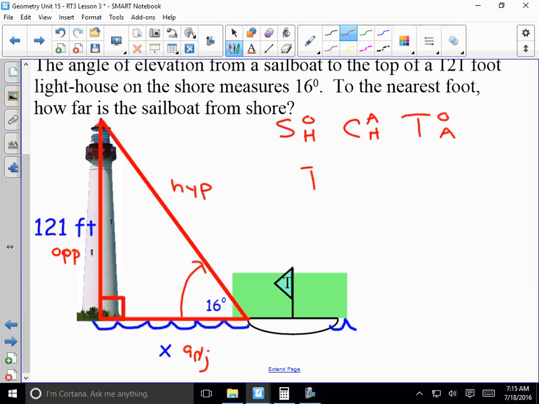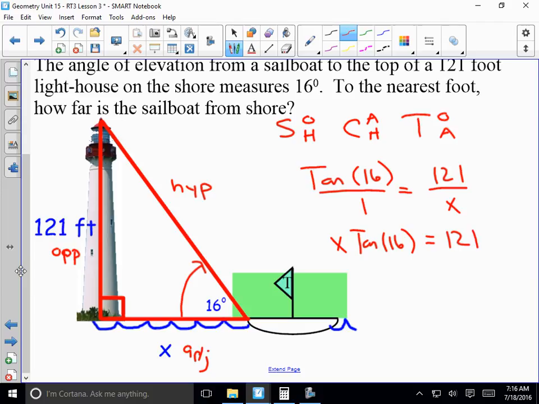So we're going to use the tangent of 16 degrees over 1 equals the opposite, 121, over the adjacent, x. You always want to set these up as ratios when you're given the angle measure, because we're going to have to cross multiply and solve, and sometimes it takes a little bit of extra work. So x times the tangent of 16 equals 121. Divide both sides by the tangent of 16. So x equals 121 divided by the tangent of 16.